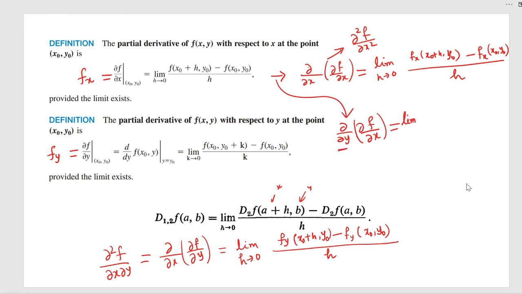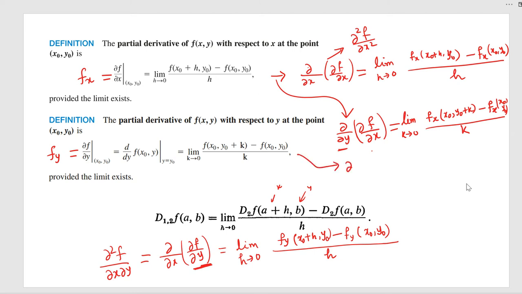Okay, with respect to y, so let us take k equals to 0. And in place of this function, if inside a derivative, partial derivative is y with respect to y, then we will have f of x naught comma y naught plus k minus f of x naught comma y naught. And here we get k.